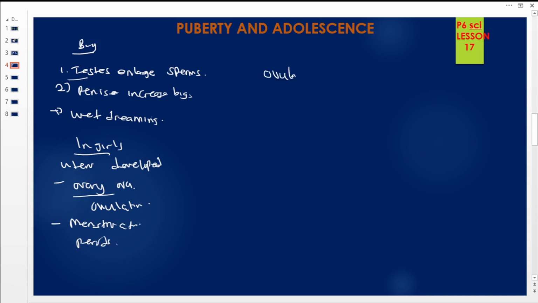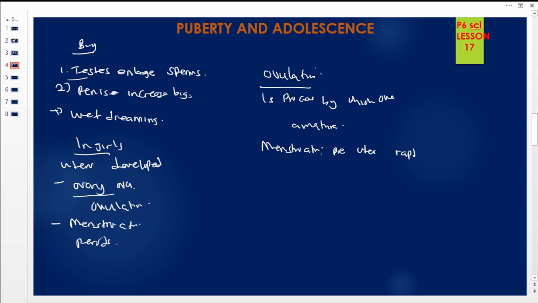So let us start with ovulation. What is ovulation? This is the process by which the ovary releases a mature ovum. Then menstruation is the periodic shedding of blood or release of blood from the uterus as a result of the rupturing of the uterus membrane because fertilization has not taken place.